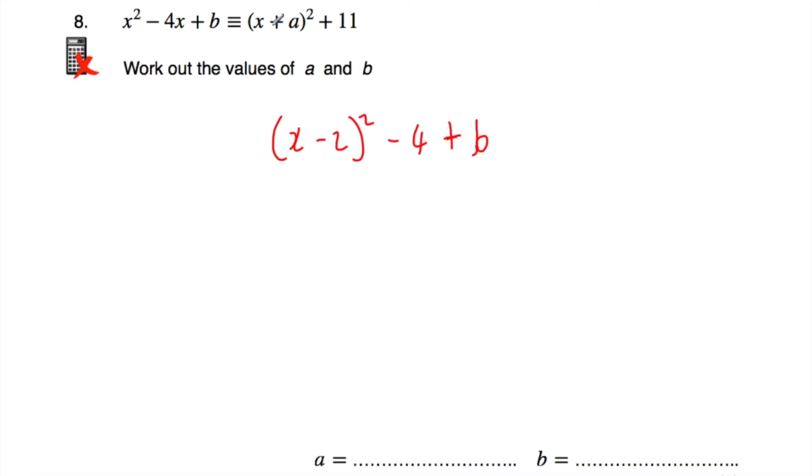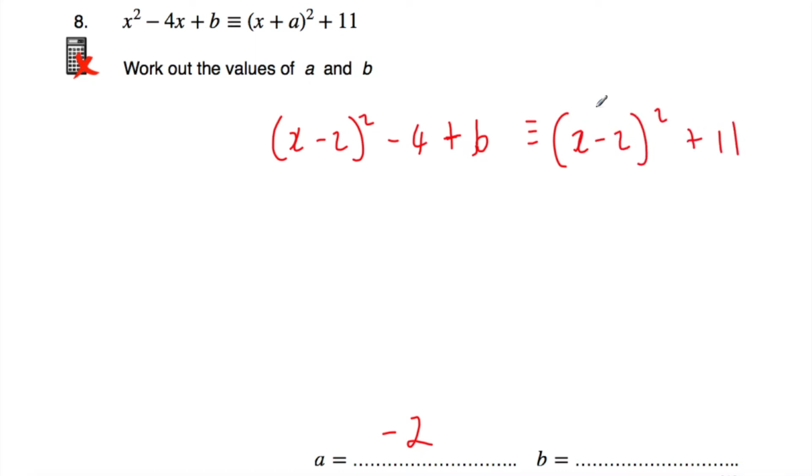And we've been told that's equivalent to (x + a)² + 11. So it means that a is equal to negative 2. So a is equal to minus 2, because it's just half the coefficient of x. Now in terms of b, if we want to find out what b is, well, we've done completing the square on the left-hand side and we've got this. If we have a look at the right-hand side, that's equivalent to x plus a, well, a is minus 2, so it's going to be (x - 2)² + 11.